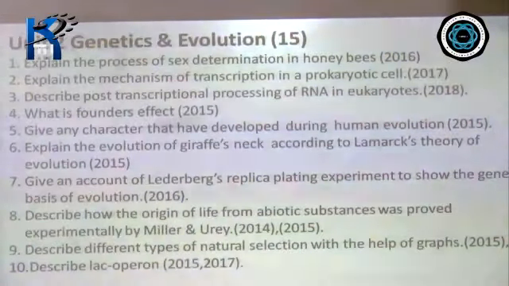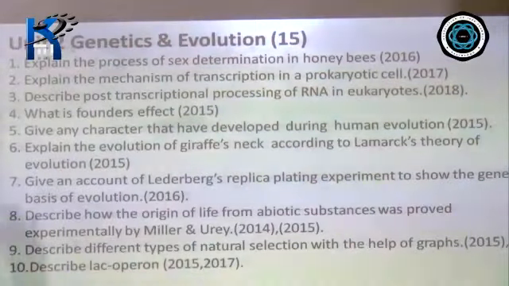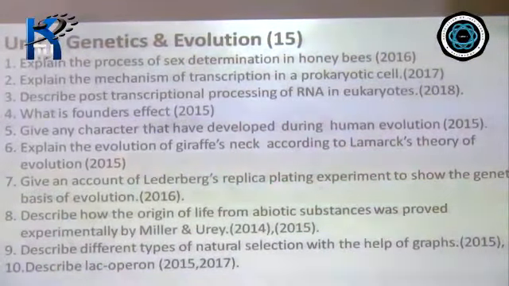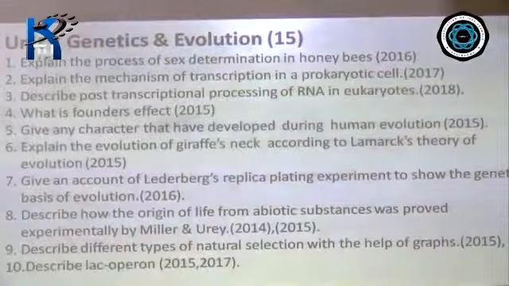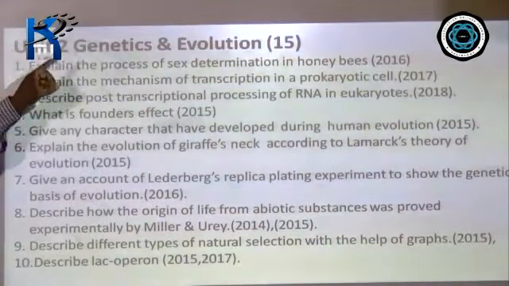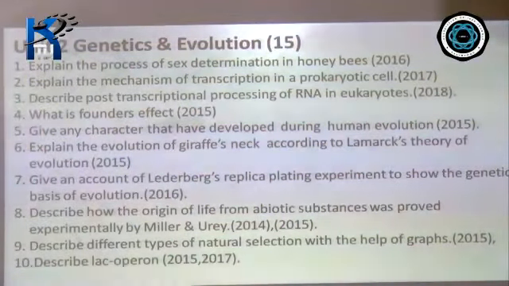Next, unit 2, that is genetics and evolution. Here the total weightage of marks is 15. In this unit 2, there are altogether 3 chapters. One is principles of inheritance and variation, another is molecular basis of inheritance, and the third one is evolution. So 3 chapters come under this unit 2, and the total weightage is 15 marks. Here are the questions which have been coming repetitively.